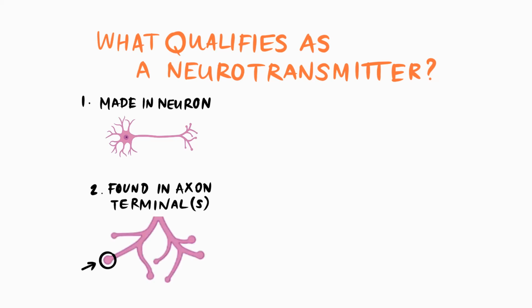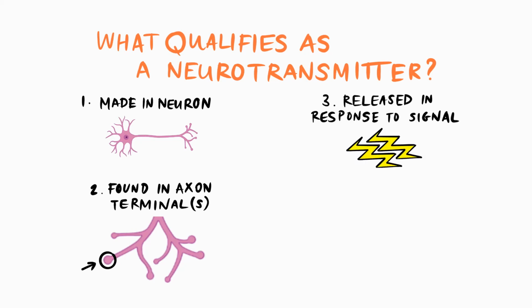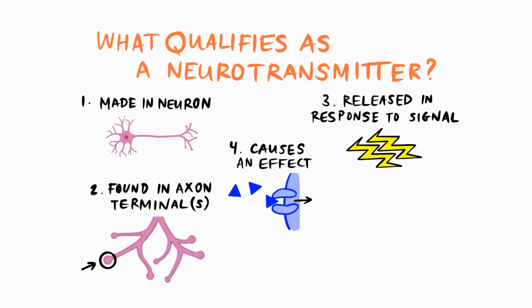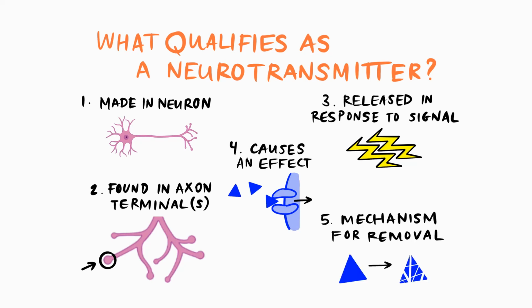2. The substance must be found in the axon terminal or terminals of the neuron. 3. The substance must be released in response to an electrical signal in the cell membrane. 4. The substance must cause an effect when released from the neuron or when applied externally as a drug. And 5. There must be a mechanism to inactivate the substance or remove it from the synaptic cleft.